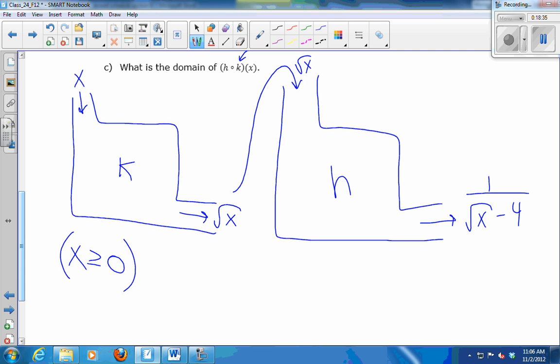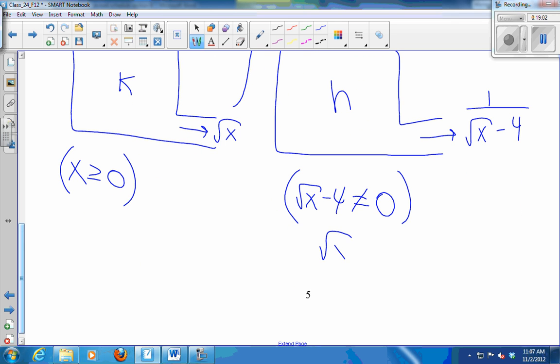Yeah, I can't have a 0 in that denominator, right? So I have to make sure that the square root of x minus 4 isn't 0. I have to make sure that the denominator of whatever this thing produces is not 0. So that means the square root of x can't be 4, which means that x can't be 16.